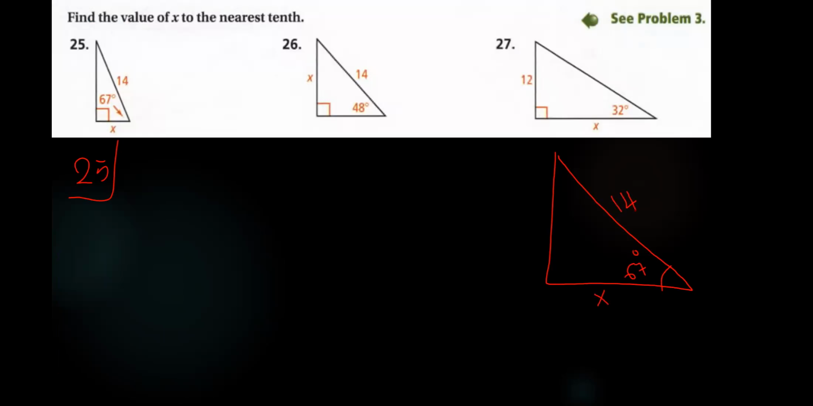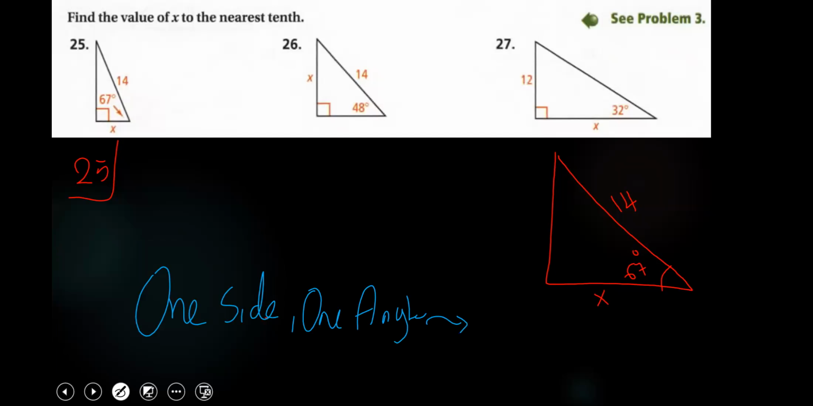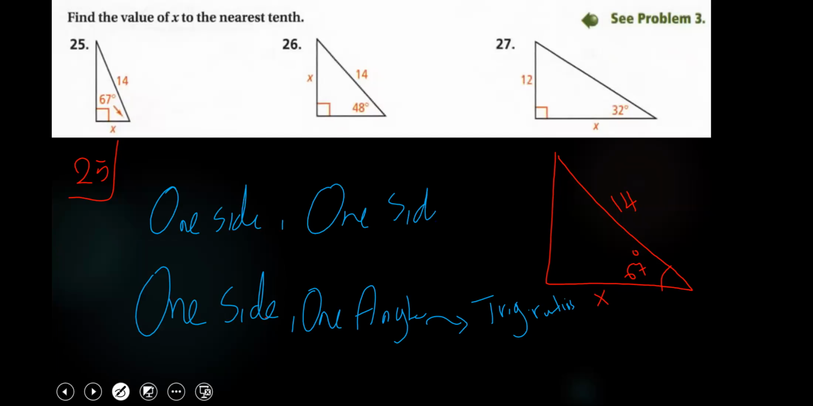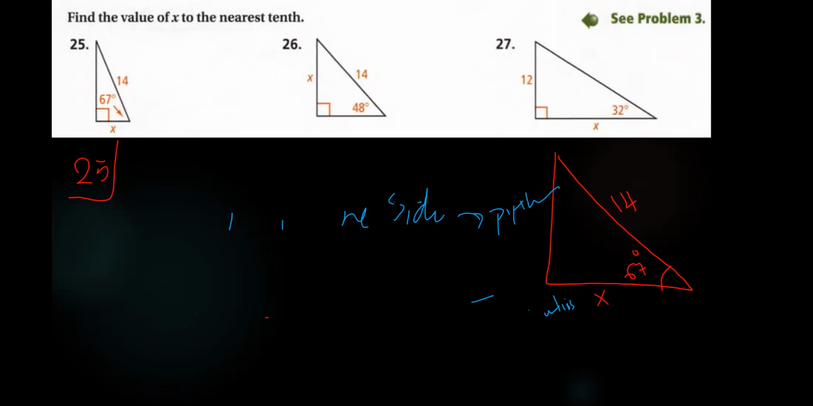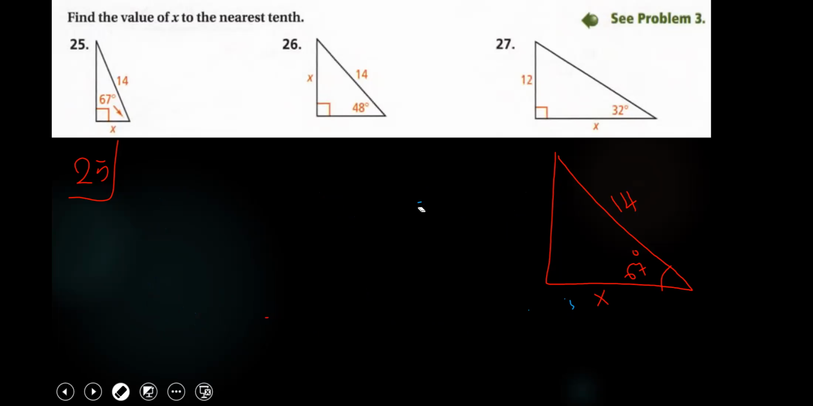Here, if you have an angle and the length of one side, and you need to find the length of the other side, you have to use the sine, cosine, or tan. So if you have one side and one angle given, you have to use the trigonometric ratios. But if you have one leg and the other leg, you have to use the Pythagorean theorem. So here I have one side with one angle, so I have to use the trigonometric ratios.